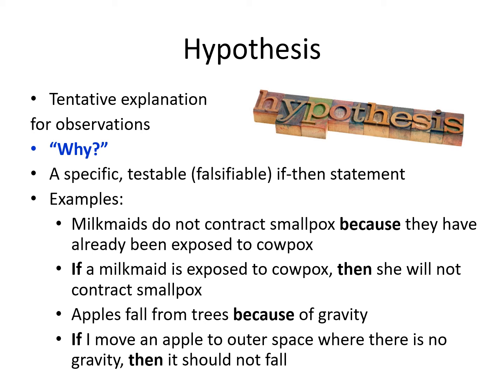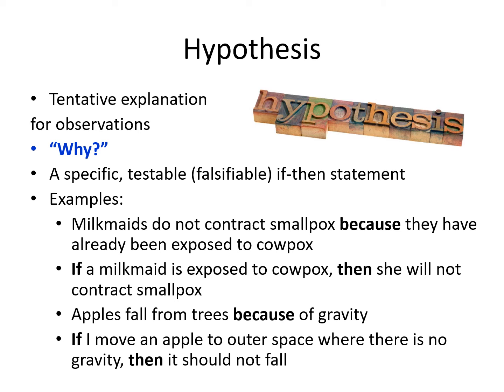To be a good hypothesis, it should be specific and testable. It should be falsifiable. There should be some potential result which would show the hypothesis to not be true. A good way to express a hypothesis is as an if-then statement. An example of a hypothesis is that milkmaids do not contract smallpox because they have already been exposed to cowpox. Another way of saying that is that if a milkmaid is exposed to cowpox, she will not contract smallpox.